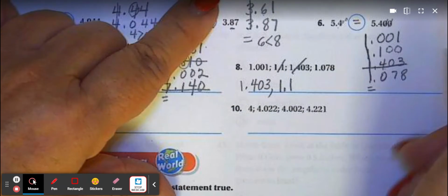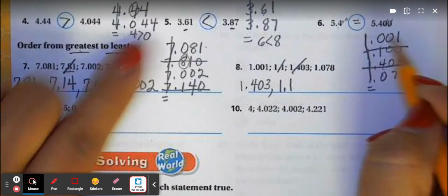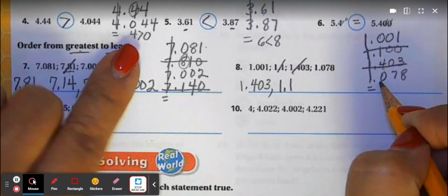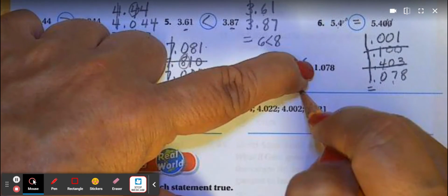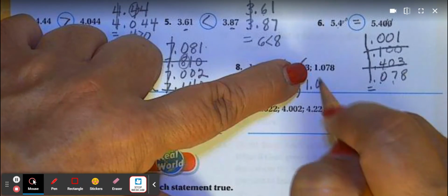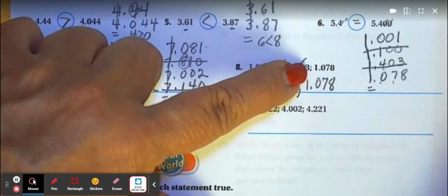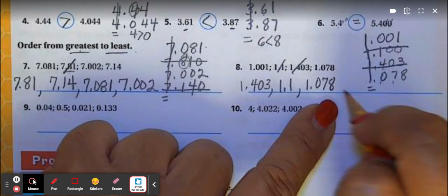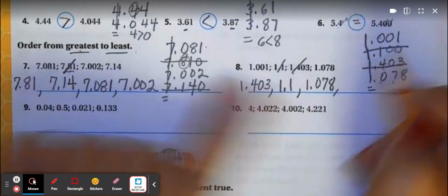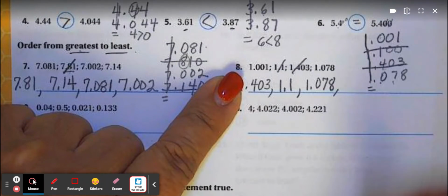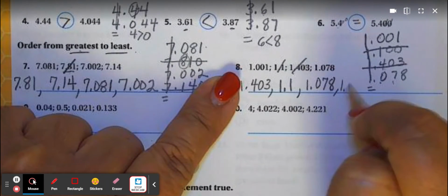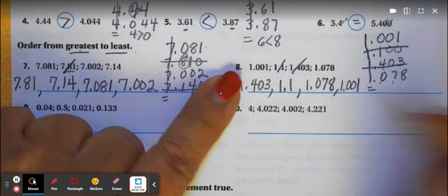Cross that out. I have 2 zeros, so I need to move to the next column to see which is the greatest number, and it's 7. So I'm going to write my next number, which is 1 and 78 thousandths. And the last number is going to be, I'll see if I can squeeze that in, 1 and 1 thousandth.